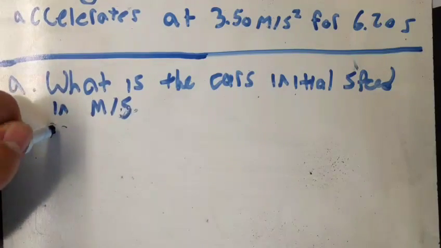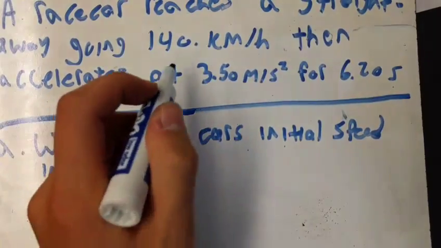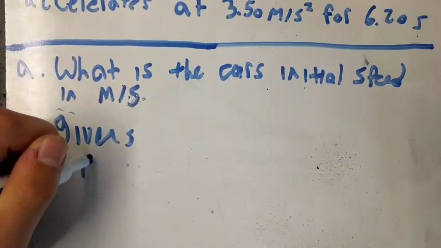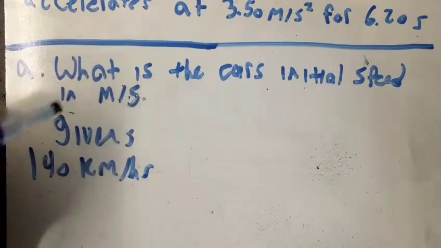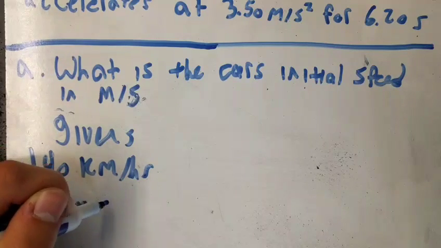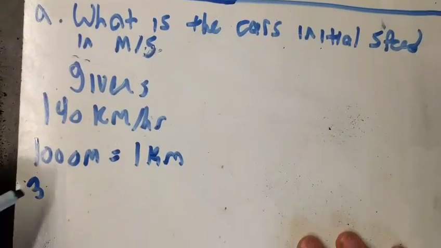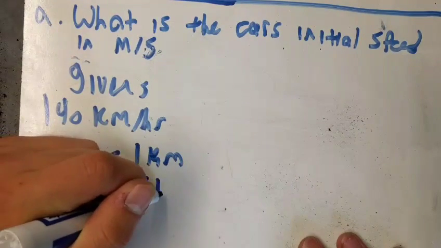So under the heading givens, I'm going to write down 140 kilometers per hour because that's our initial velocity. And its conversion rates into meters per second. So there are 1,000 meters in 1 kilometer, and there are 3,600 seconds in 1 hour.